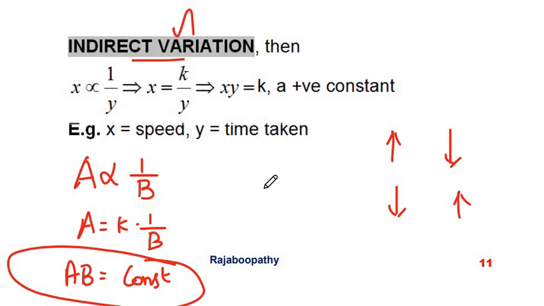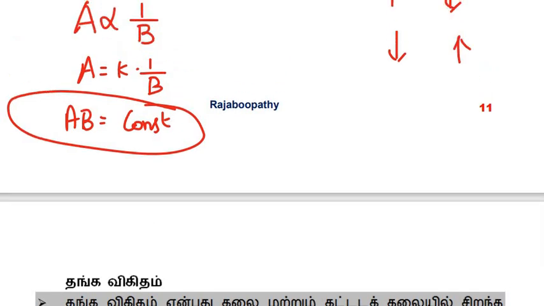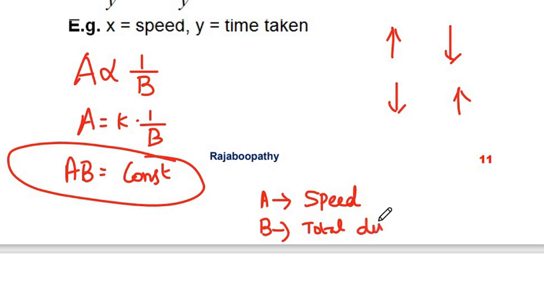The examples are: two parameters are there. You identify whether this comes under direct variation or inverse variation. One is parameter A, speed. The parameter B is total distance travelled. Tell me, are parameter A and parameter B in direct variation or inverse variation? Direct.